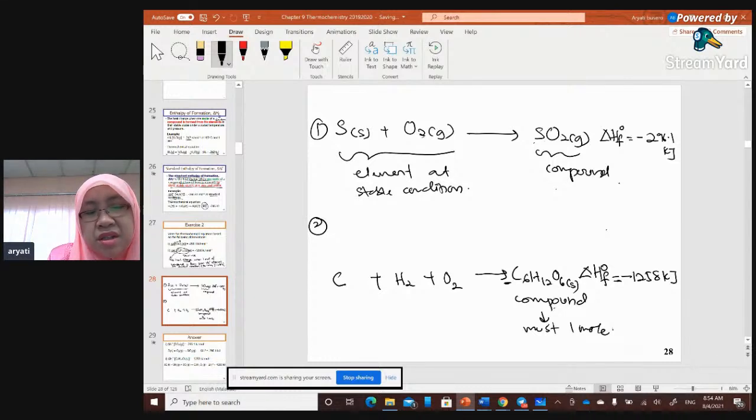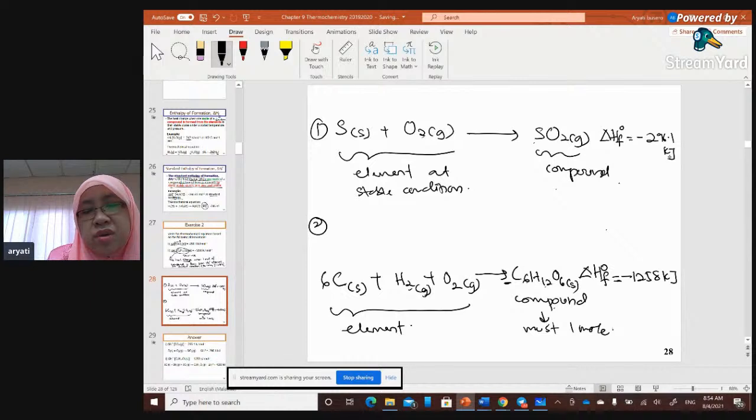So carbon, the most stable state is in the solid form. Hydrogen is the most stable state is in gas form. Oxygen is the most stable state is also in a gas form. So this is all the element. Okay, so C carbon ada 6 kat sini, so kamu letak sini 6. Hydrogen sini ada 12, so letak sini 6 times 2 is 12. Oxygen ada 6, so letak sini 3.